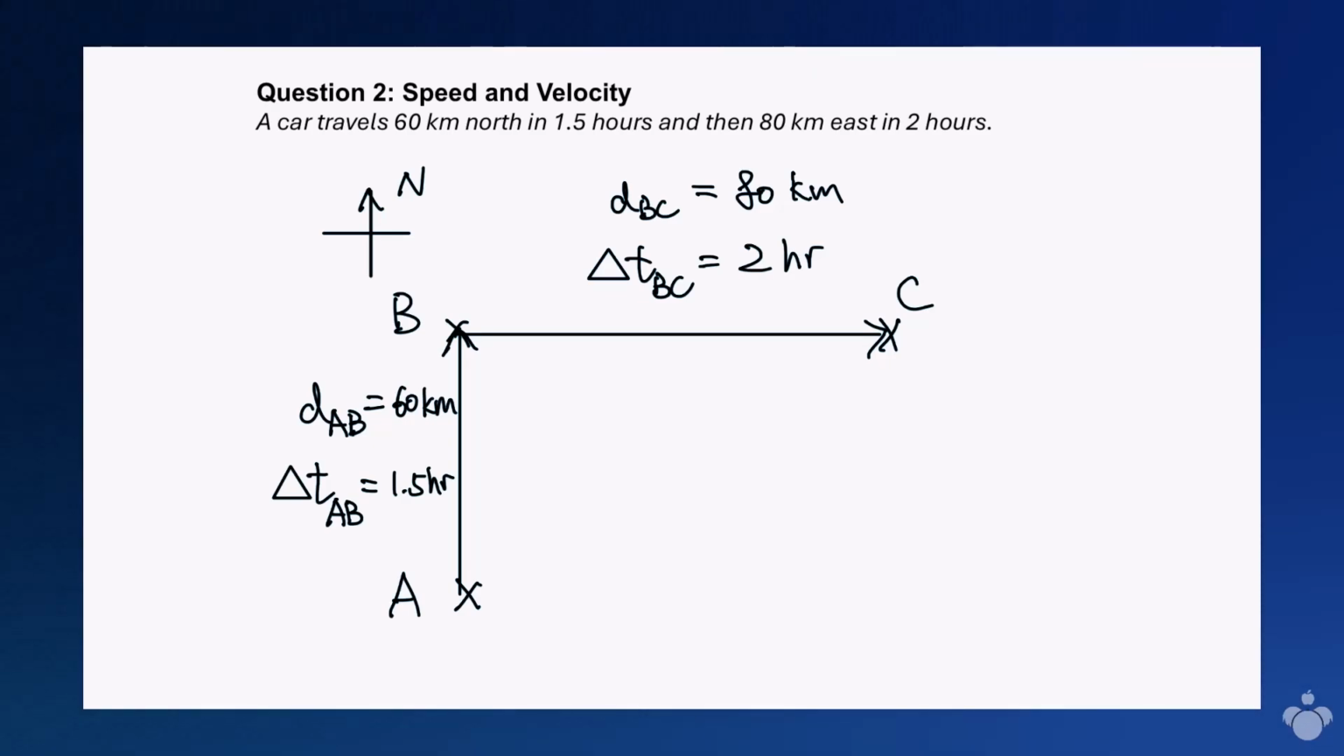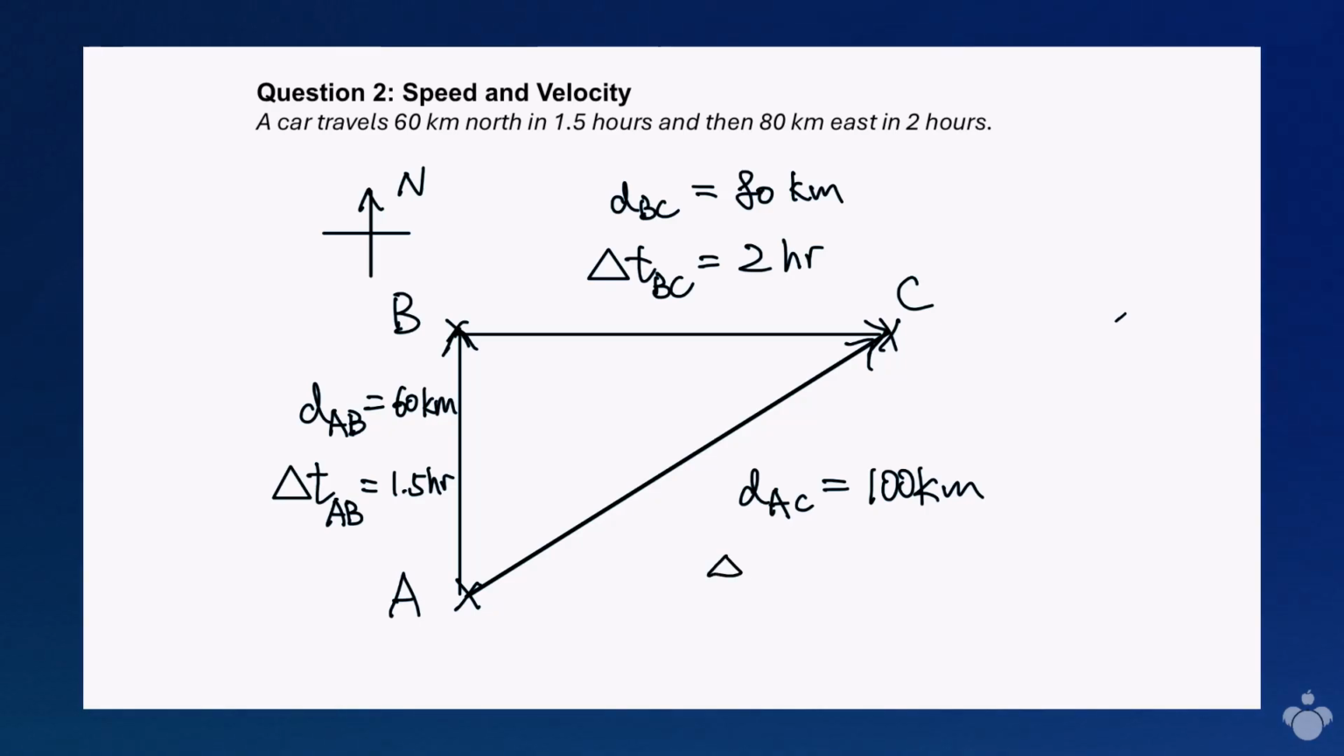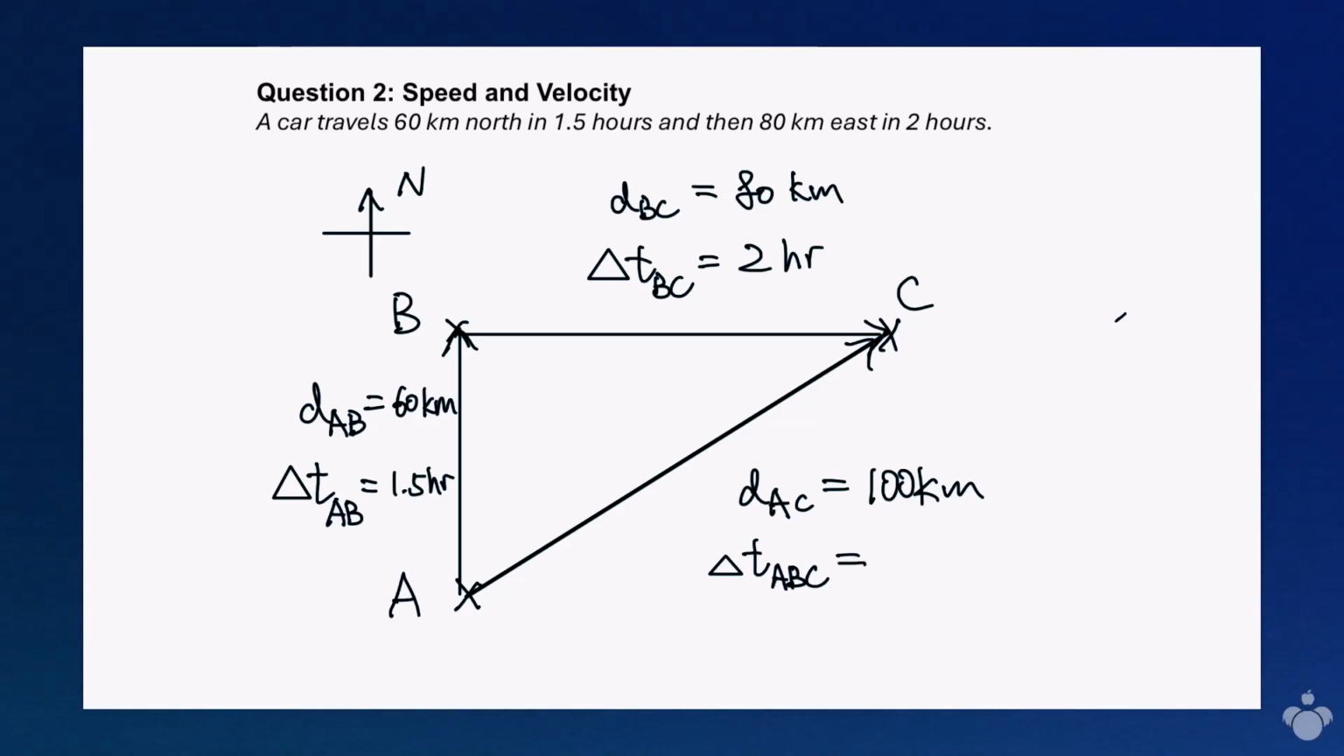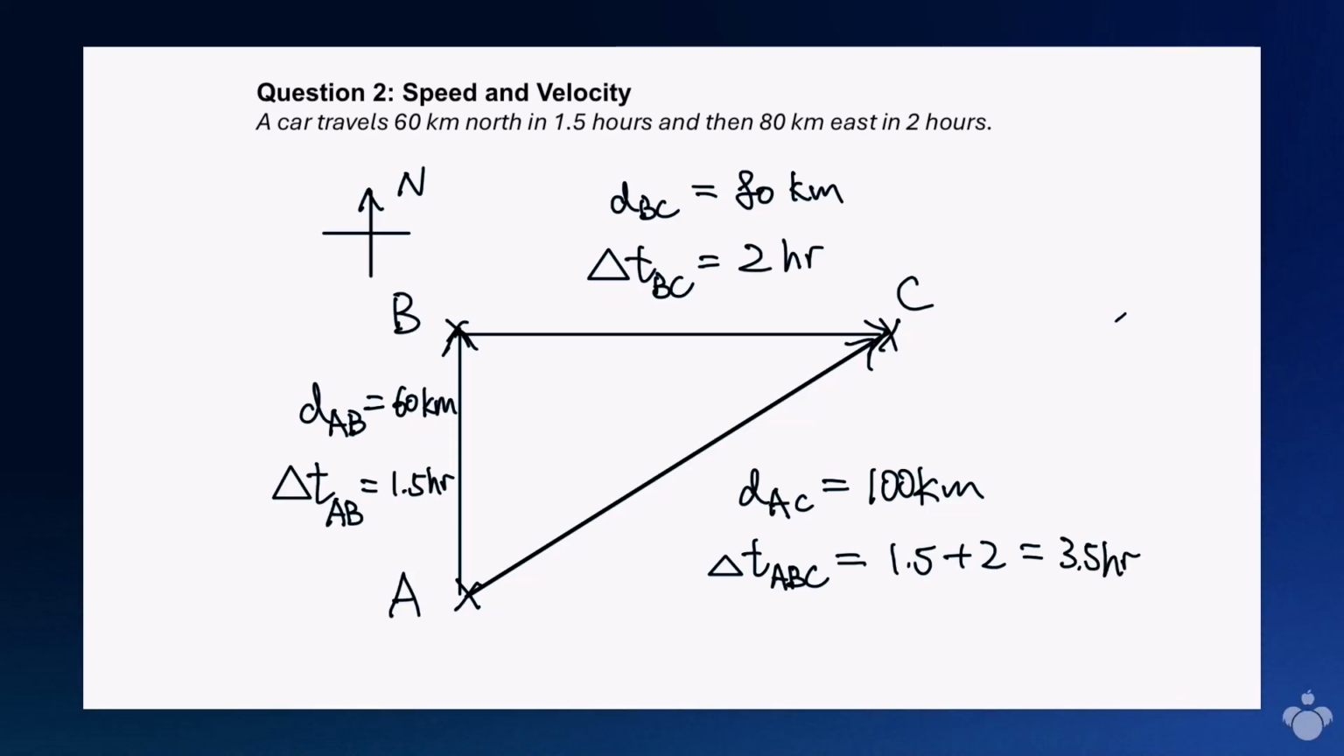This gives us the full journey of the car, consisting of two segments, A to B and B to C. Now, we'll calculate total quantities for the entire journey. The straight line distance between points A and C is 100 km, which we have already calculated in the last tutorial. The total time taken for the journey, let us call it delta T ABC, is the sum of the time for each segment, which is 1.5 plus 2, equal to 3.5 hours.